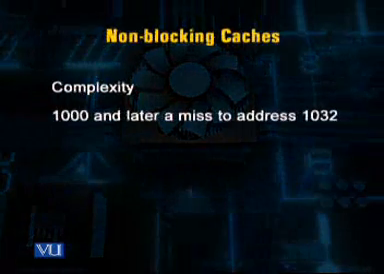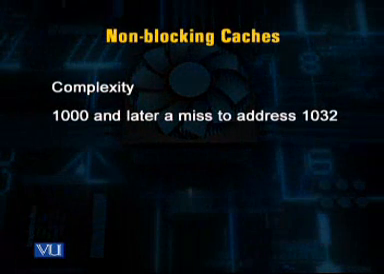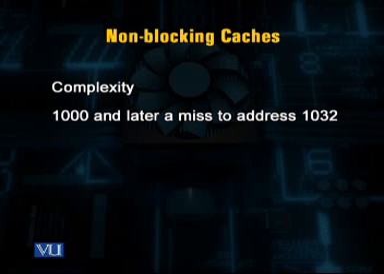I would like to explain this with the help of an example. Let us consider an example with 64-byte cache blocks. There could be a miss to address 1000 and then later a miss to address 1032, which means that within one block there are misses at two locations, that is, location 1000 and 1032.